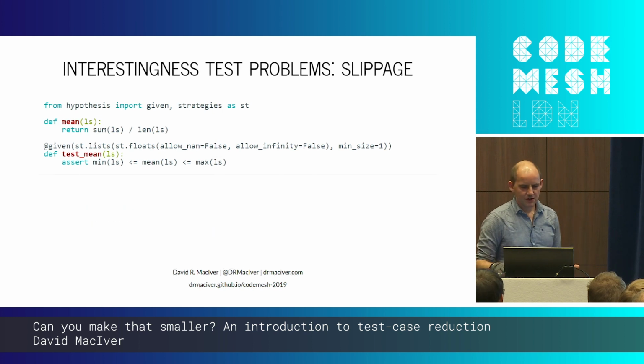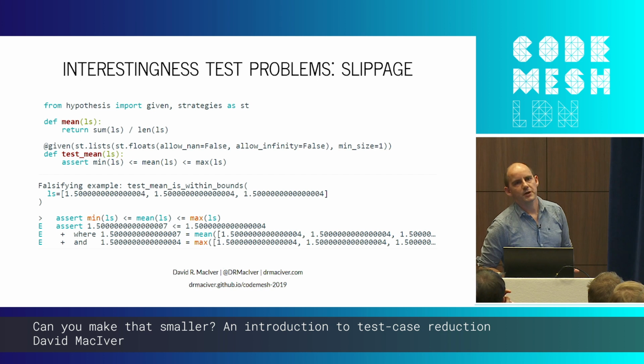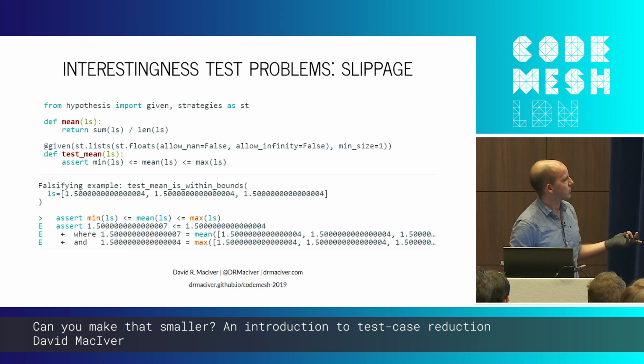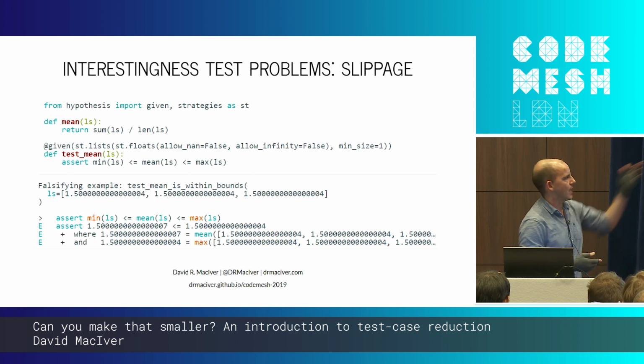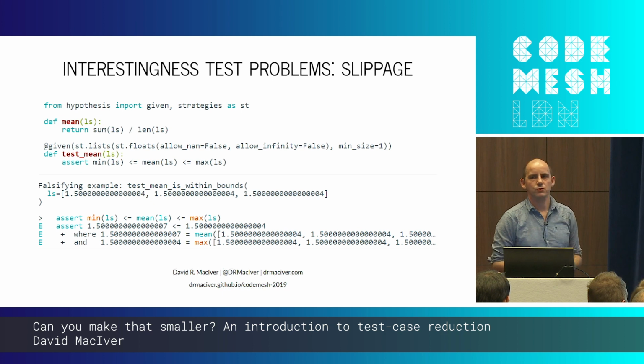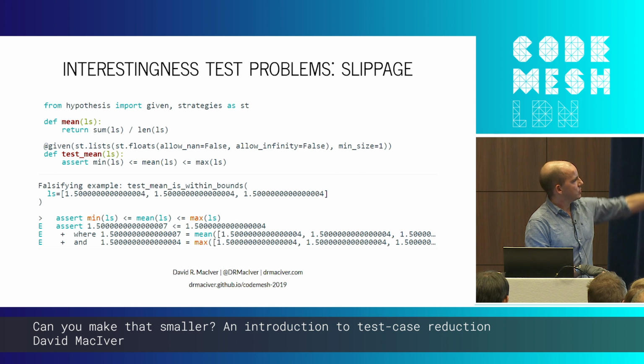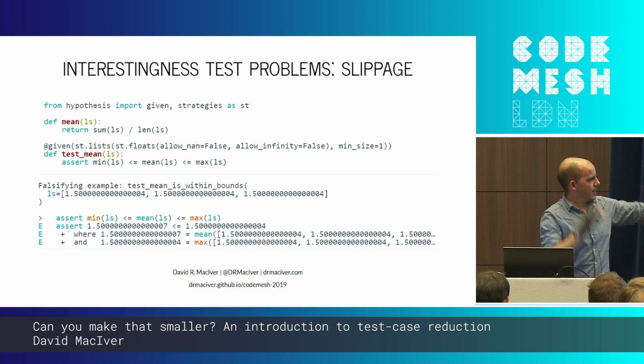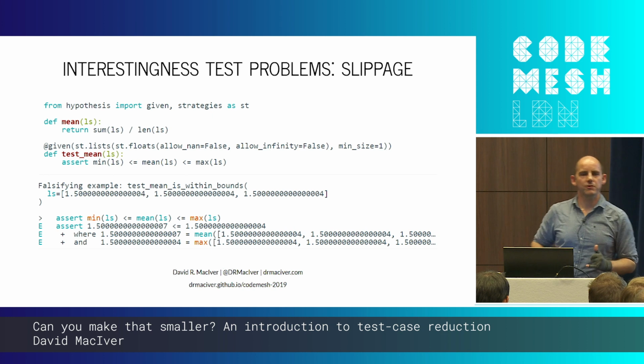To see slippage, we could have gotten this failure instead. There are at least two logically distinct bugs in this program. One is the overflow to infinity we saw, and this one is a rounding error. Dividing by 3 is not exact with floating point numbers, and what's happened here is we've got these three numbers which are all the same, slightly above 1.5, and we add them together, divide by 3, and rounding happens, and it rounds up rather than down.